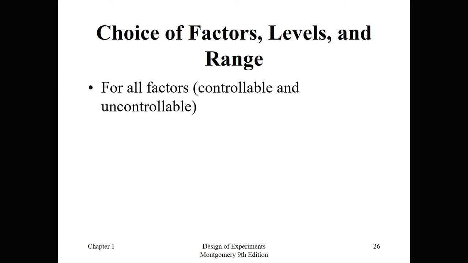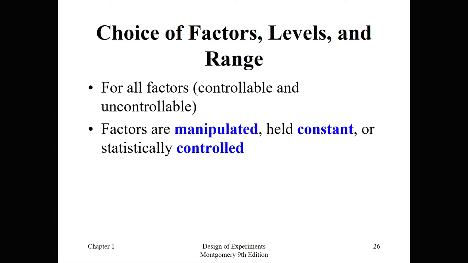All right, so choice of factors, levels, and ranges. For all factors, controllable and uncontrollable, we need to look at what are the factors, what are the levels, and what ranges are we going to use. So factors are either manipulated, held constant, or controlled. Manipulation is like the independent variable, where we're changing the levels of the independent variable for the different experimental units. Held constant is kind of like excluding people.